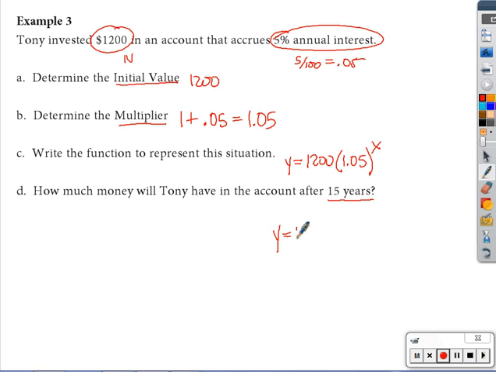So y equals 1200 times 1.05 to the 15th power. Make sure you use the caret key on your calculator for that 15th power. And if I type that in, I get y equals $2,494.72. So Tony gained whatever that number minus 1200 is. He gained basically $1,294. So he doubled his money in 15 years. Now, that's not a lot, but it's more than he started with.